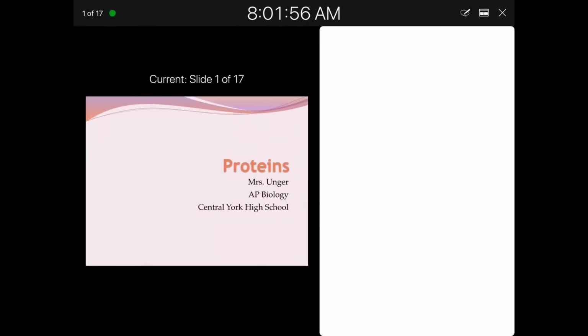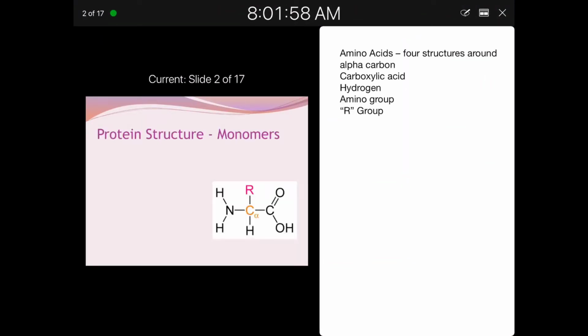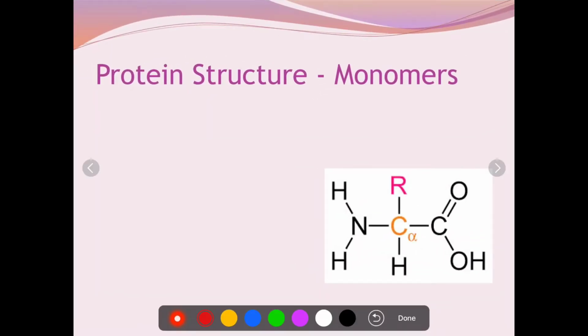Okay, so we're looking at proteins. The monomer for proteins is going to be this little guy here. What is this? So this is our amino acid, and there's going to be 4 parts that are crucial that you know.